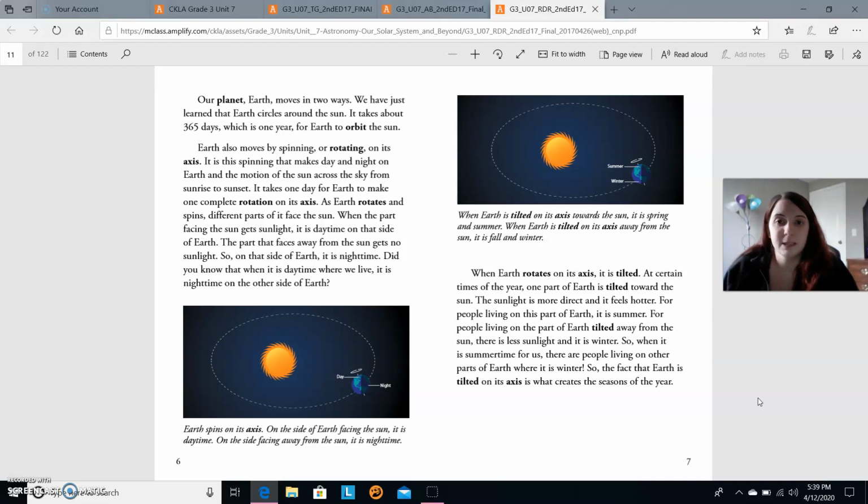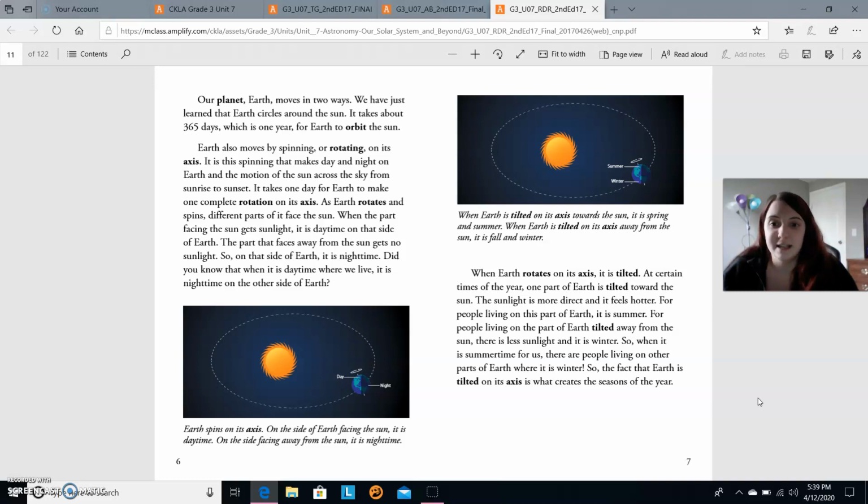Earth also moves by spinning or rotating on its axis. It is this spinning that makes the day and night on Earth and the motion of the sun across the sky from sunrise to sunset. It takes 1 day for Earth to make one complete rotation on its axis. As Earth rotates and spins, different parts of it face the sun. When the part facing the sun gets sunlight, it is daytime on that side of Earth. The part that faces away from the sun gets no sunlight. So on that side of Earth, it is nighttime.